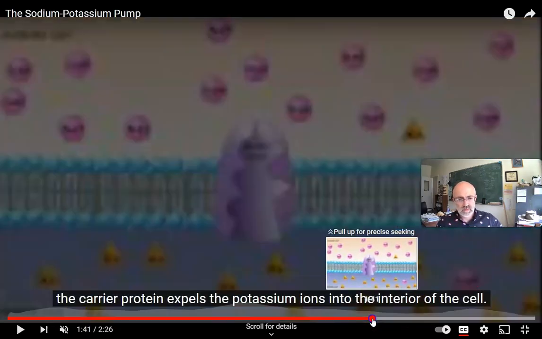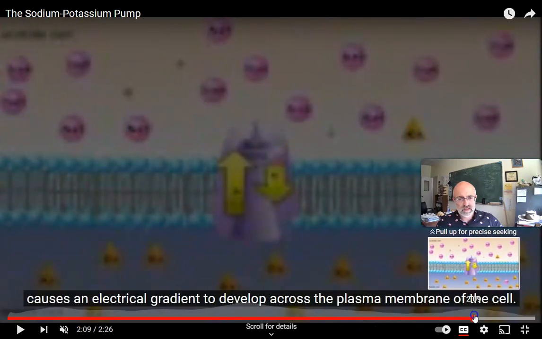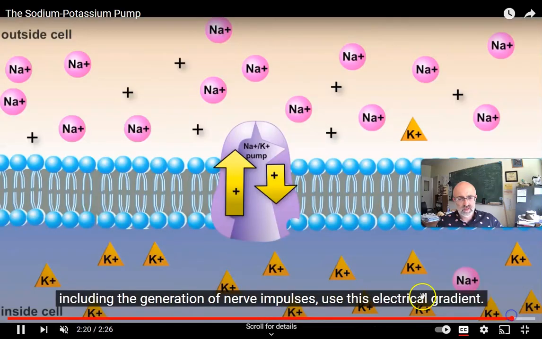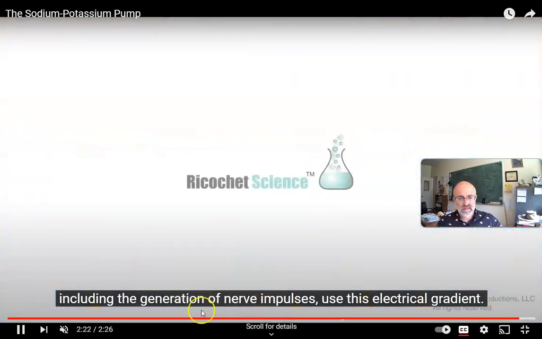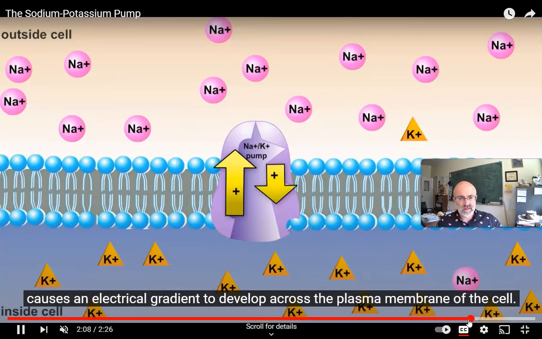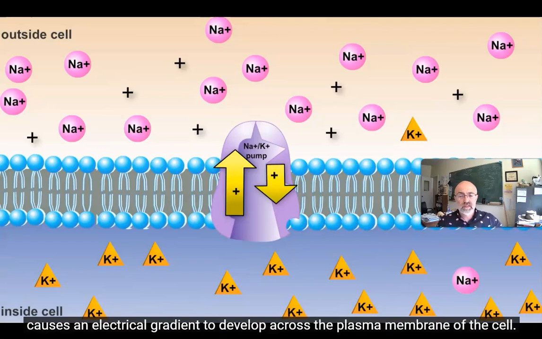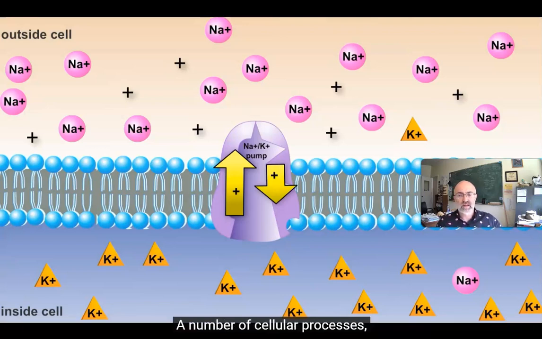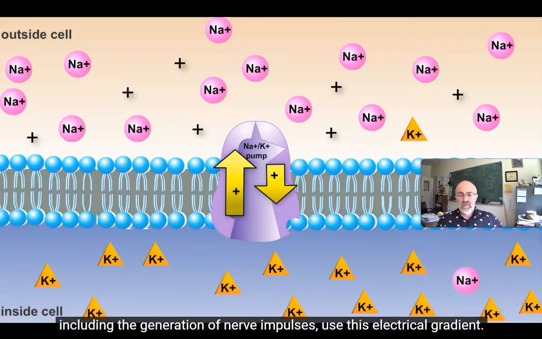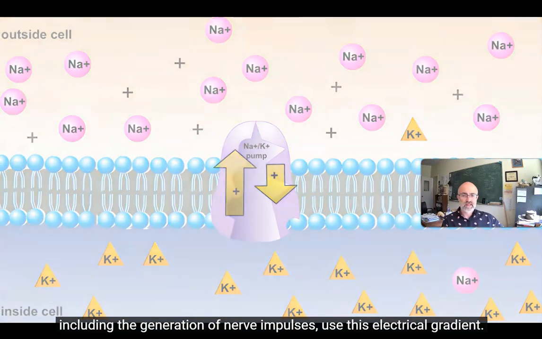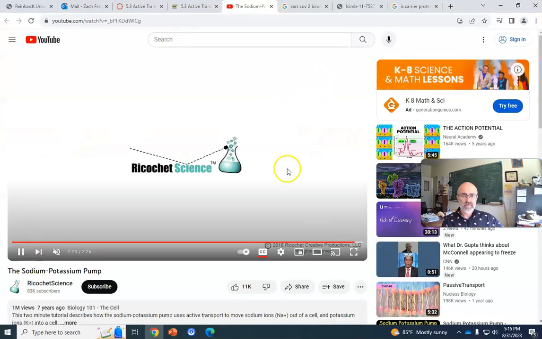Okay. So what we see is we end up building up, as the video says, an electrical gradient. And that electrical gradient is actually what causes our nerve cells to fire. It's basically the electricity for our nervous system. So, active transport against the concentration gradient.